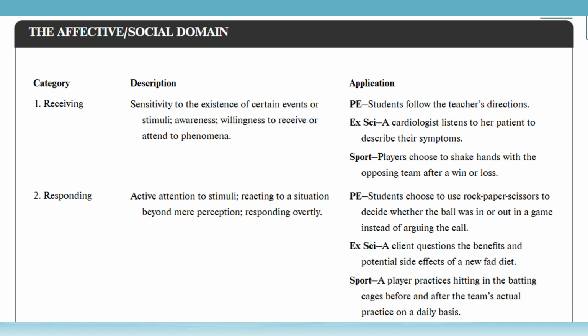The second category is responding, which is actively reacting to stimuli, showing engagement through behavior beyond simple awareness and overt participation or feedback. In application with physical education, students choose to use rock, paper, scissors to resolve a dispute about whether the ball was in or out rather than arguing. With exercise science, a client questions the benefits and side effects of a new fad diet. And in sport, a player practices hitting in the batting cages outside of required team practice.